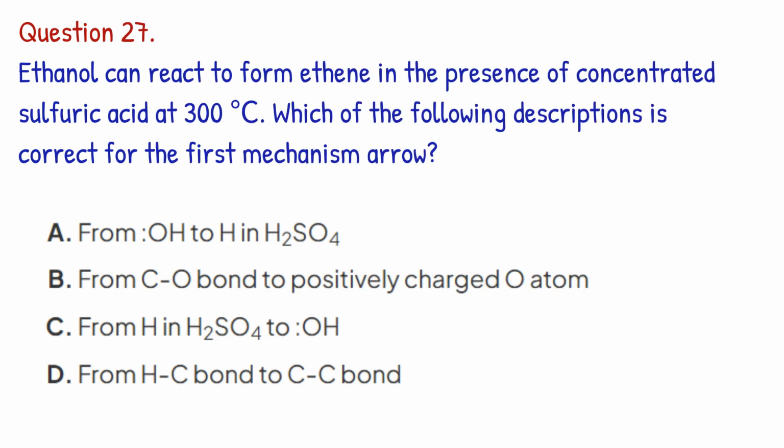Question 27. Ethanol can react to form ethene in the presence of concentrated sulfuric acid at 300 degrees Celsius. Which of the following descriptions is correct for the first mechanism arrow? The correct answer is A.